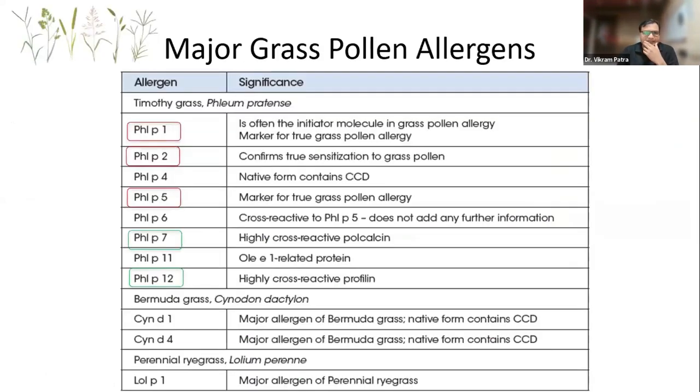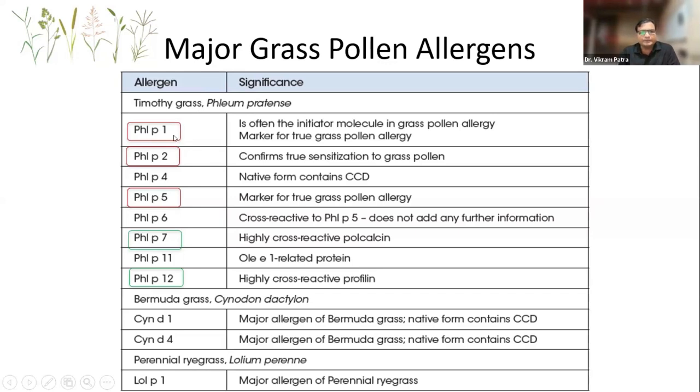So coming to major grass pollen allergens now, we have Timothy grass, we have Kentucky grass, we have in our country more of Bermuda grass, the Cynodon dactylon. This Timothy grass is present more in the temperate region, whereas in our subtropical, tropical areas, we have more of Bermuda grass, Cyn d 1. So Cyn d 1 is a major allergen for Bermuda grass.